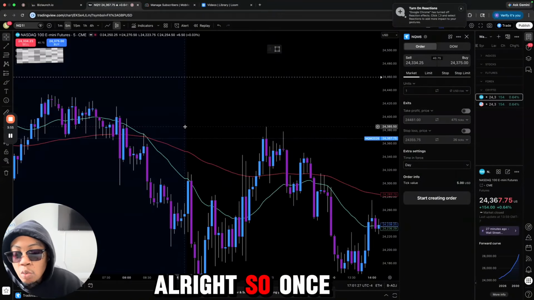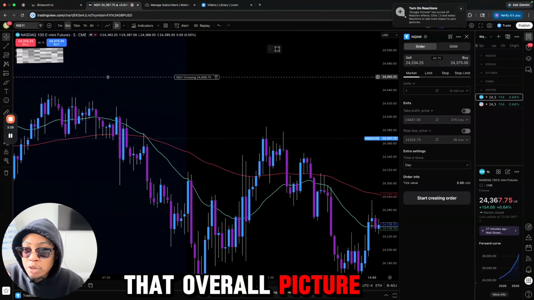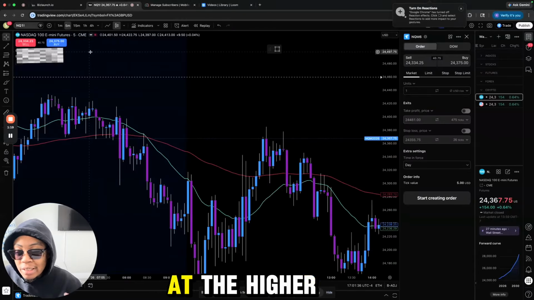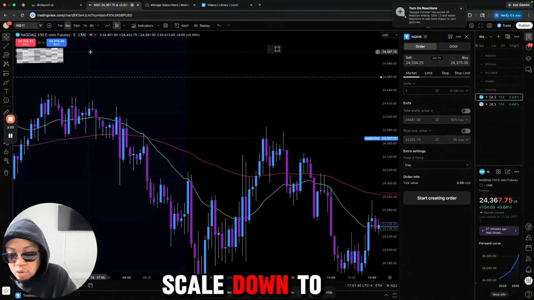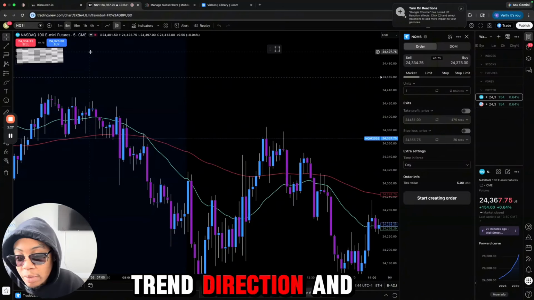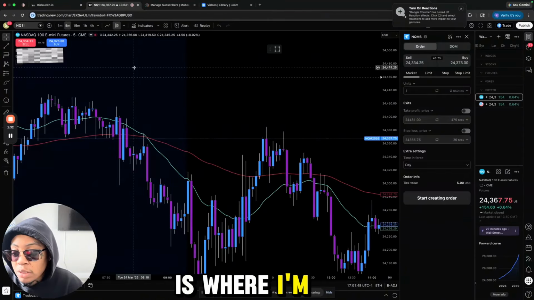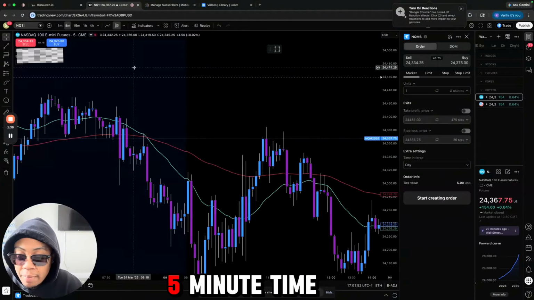All right. So once I got my top down analysis, my overall picture, and I get that overall picture from the higher time frames, such as the 4 hour. I always go back, look at the higher time frames, see the trend direction. Then I scale down to my lower time frames to get more information. And then my 5 minute time frame is where I'm looking to execute the trade. So I'm always looking for key zones on the 5 minute time frame.